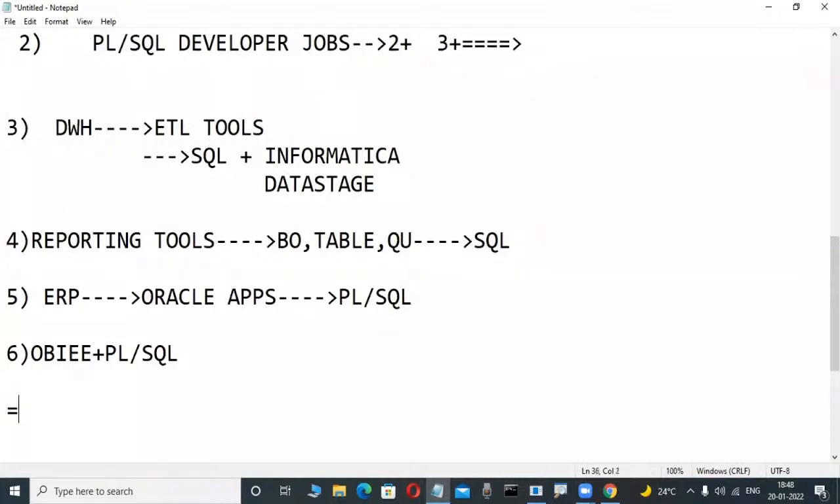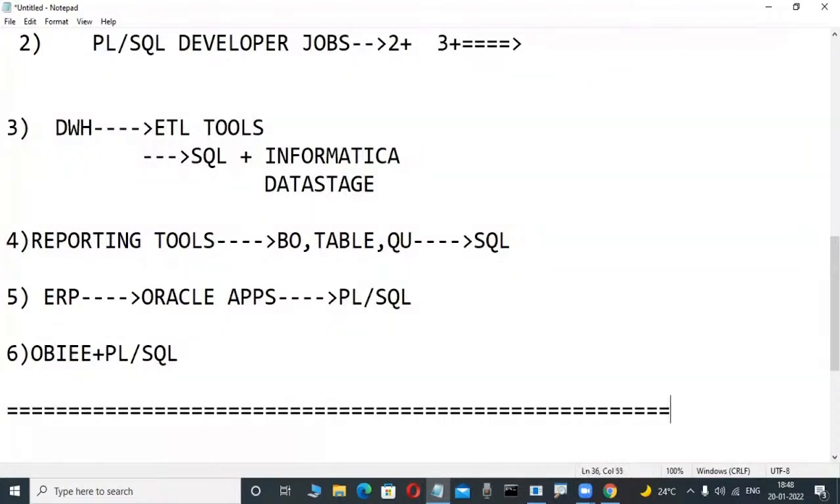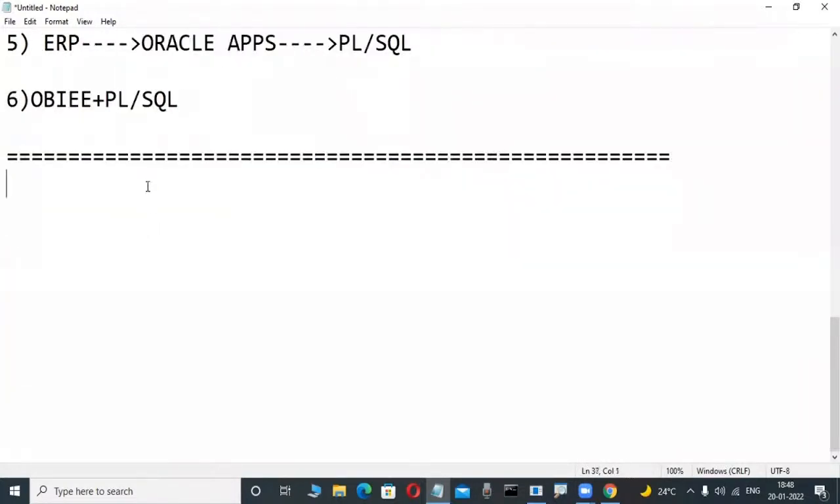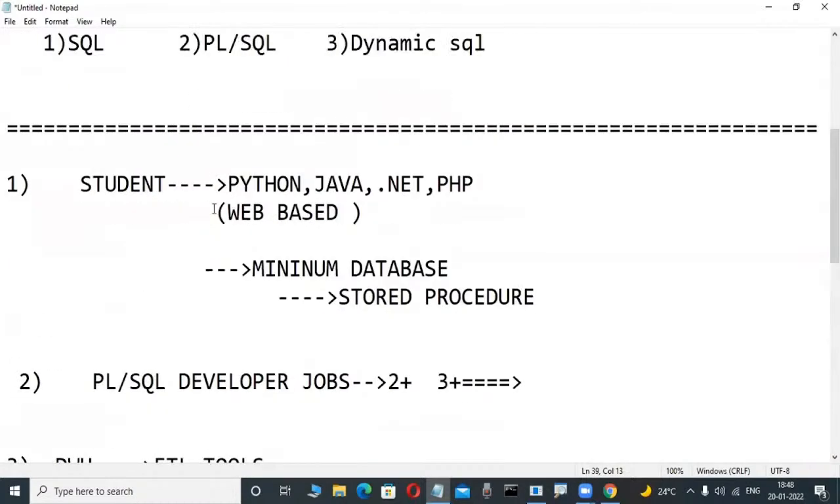Again, there are different persons. Suppose you are not interested in the programming side. You want the administration side, you want those jobs. In that case, DBA courses are there: Oracle DBA, SQL Server DBA, MySQL DBA, database administration courses. These persons also need minimum SQL knowledge before learning those courses.